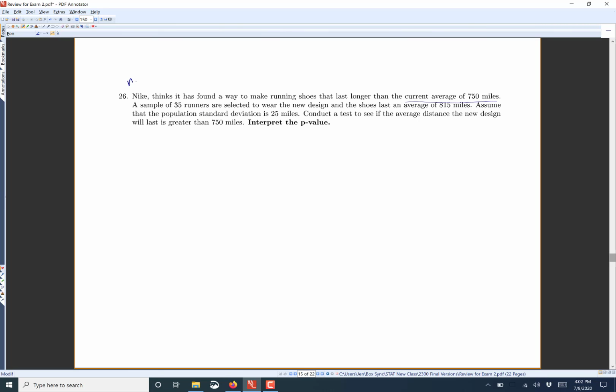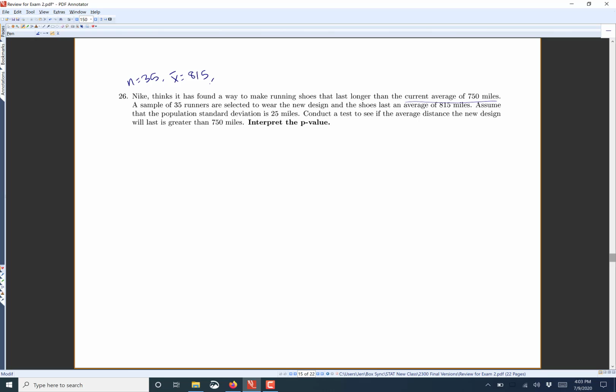So we have n equals 35, selected to try the new design, and the shoes last an average of 815 miles. Now that would be the average of our sample. x bar equals 815.